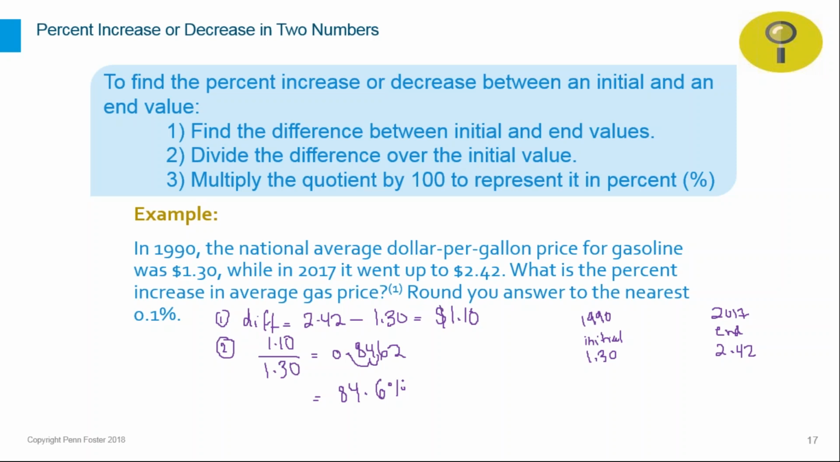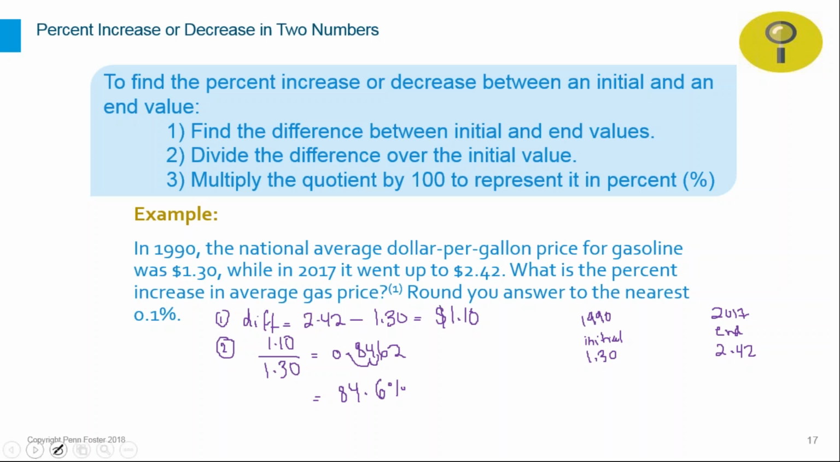So compared to the initial value, 84.6% of that price, add that to this. That will give you the current prices, or the prices for last year for gas. This is what that means. Any question on that? Any question on the steps, or why we did those steps in that order or with those numbers?